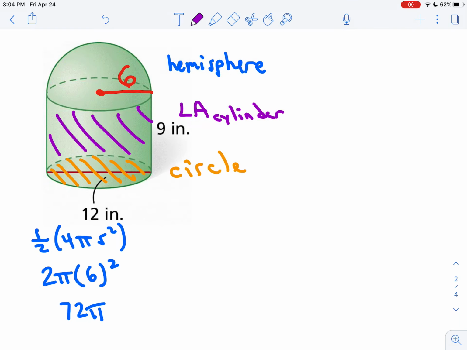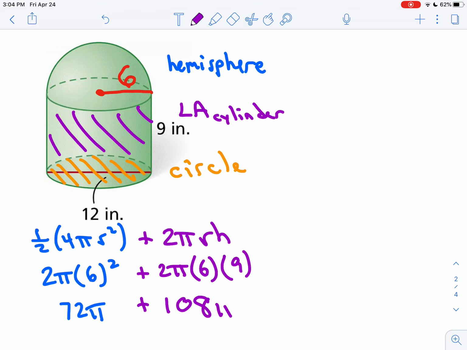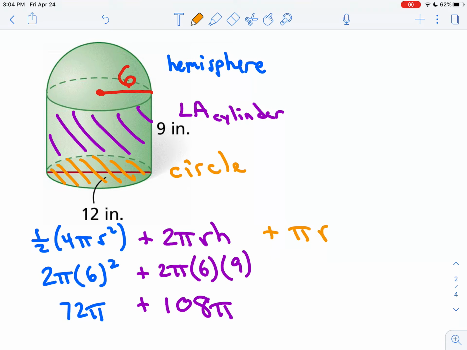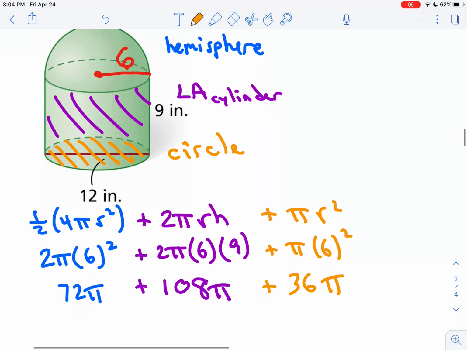Now let's go purple. Go to your formula sheet. It says 2 pi r h. So now that's 2 pi, radius 6. The h is the 9, the distance between the 2 circles there. And so 6 times 9 times 2, 108 pi. And then our circle on the bottom is pi r squared from chapter 10. So pi times 6 squared, 36 pi.